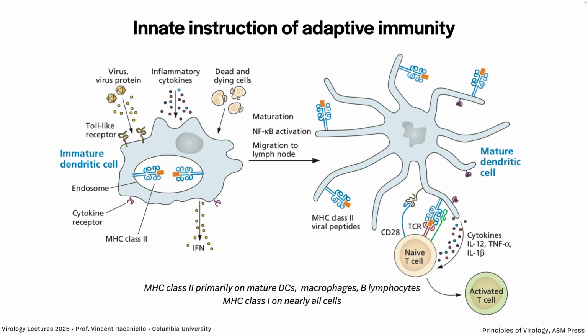Now, something you should know, it's really hard to remember. MHC class I, there are two MHC molecules, which, by the way, are highly polymorphic in humans. Among you, all kinds of different MHC molecules. MHC class I is on nearly all cells, and MHC class II is only on mature dendritic cells, macrophages, and B lymphocytes. So only those cells have MHC II.